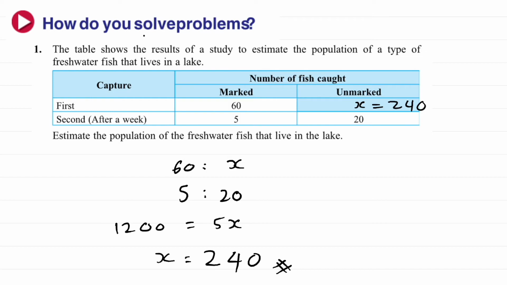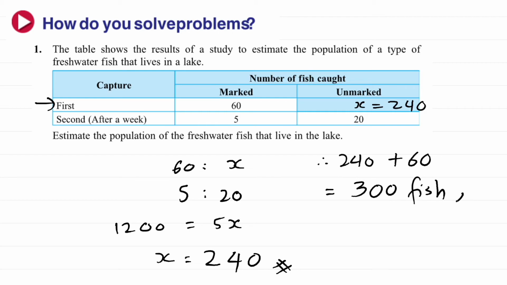Now we are going to refer to the first capture here, since this is the first capture. When the first capture is made, that is the estimation of the population. So what you have to do is you just add the marked and unmarked number of each capture here. So the answer is 240, you just add the 60. So the answer is 300 fish.